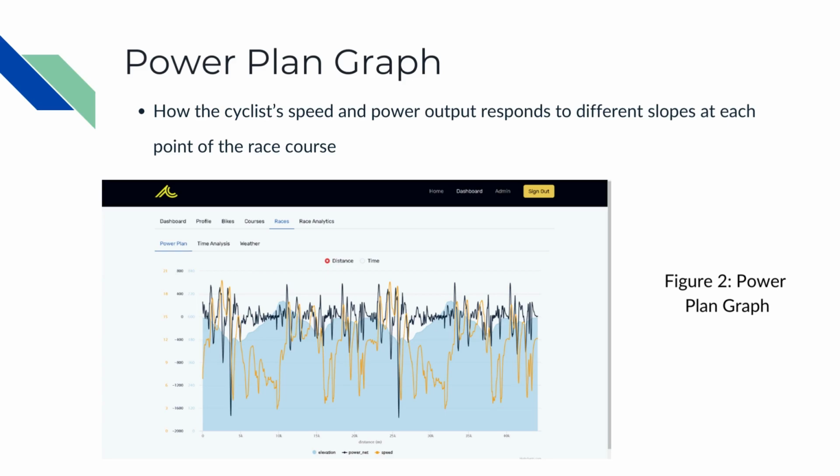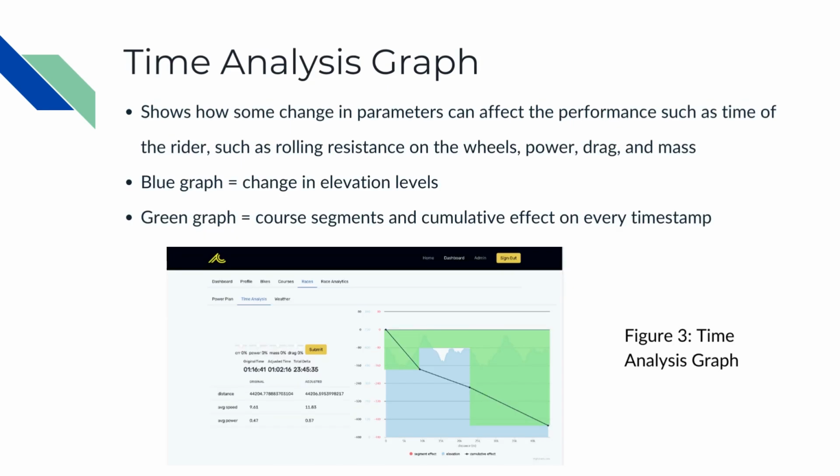Here is the first output graph. This is called the power plan graph. It shows how the cyclist's speed and power output responds to different levels of slopes at each point of the race. This is great for understanding how the rider should adjust to different parts of the race and manage their energy. This is the time analysis graph.